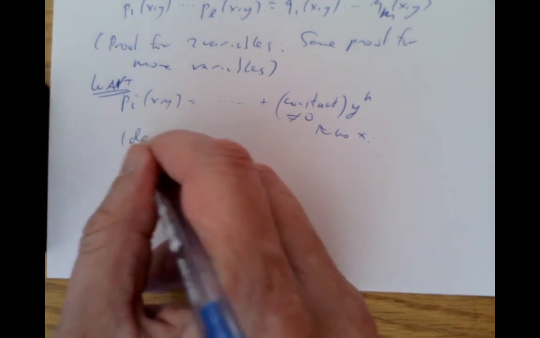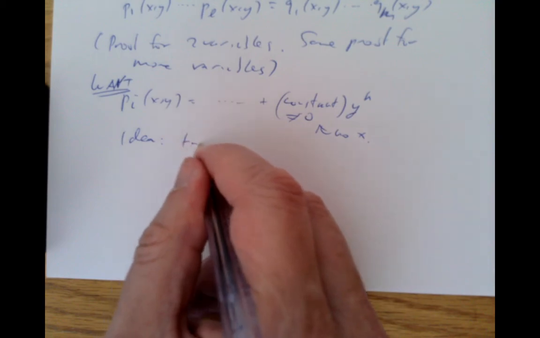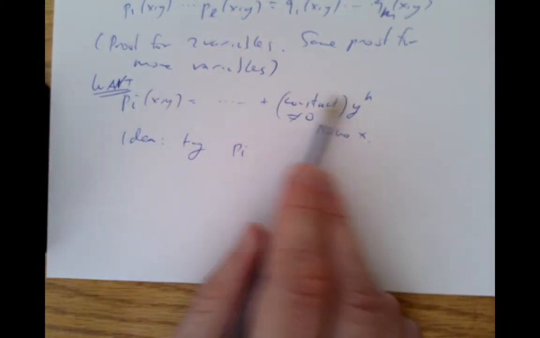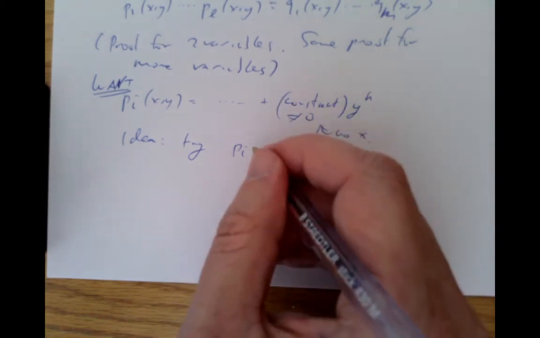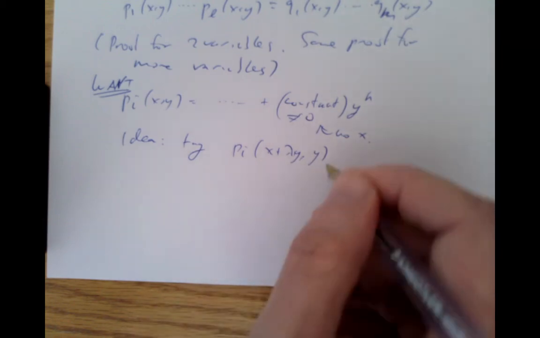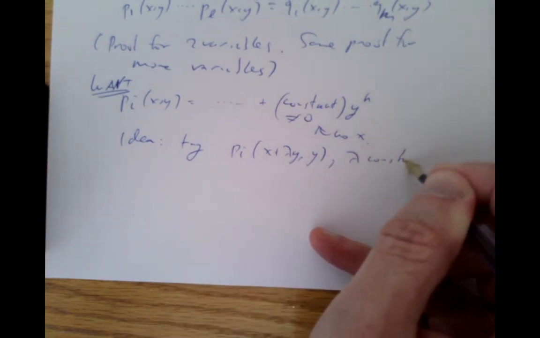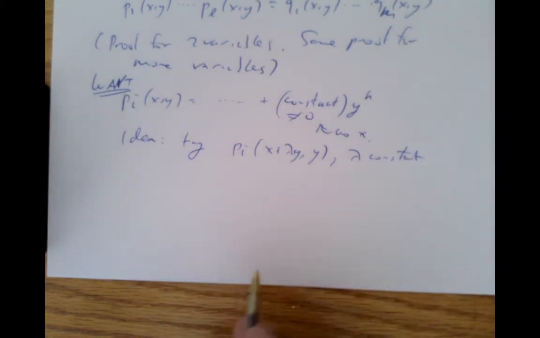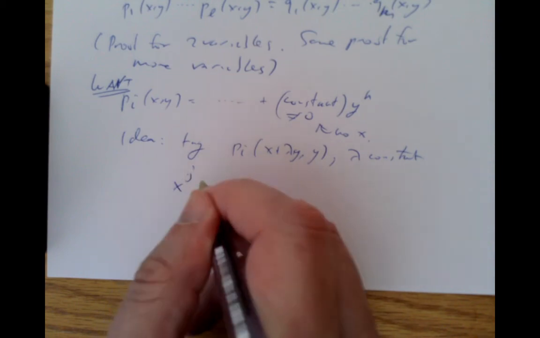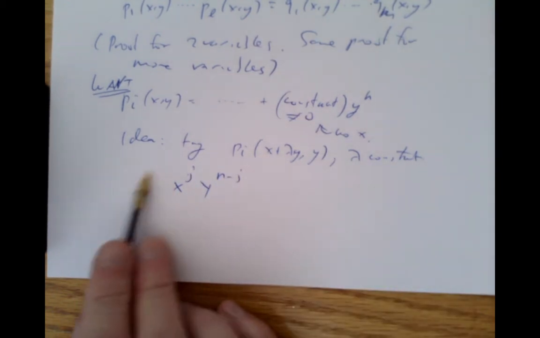So the idea of the proof is the next idea is to try changing the variables. Well, if that doesn't work, if it happens not to have a constant here, what if I change it to x plus lambda y and y? So I put in a constant where lambda is going to be a constant. What happens? Well, then every term x to the, let's say, j, y to the n minus j, plus some constant in front of it.